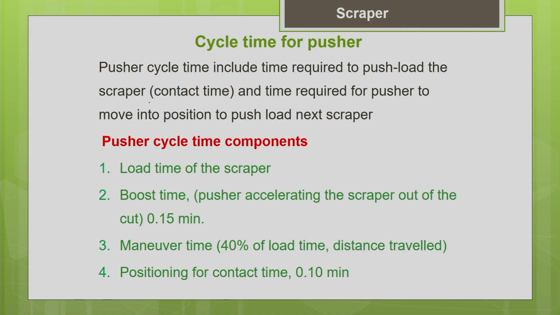Now let us see what makes up the cycle time, what are all the components of the cycle time of the pusher. Okay. So as I mentioned earlier, the pusher is assisting the scraper during the loading phase. So that is its contact time with the scraper. After that, your pusher will get detached from the scraper and it has to travel and spot another scraper and get ready for pushing the next scraper. So all these things make up the cycle time of the pusher.